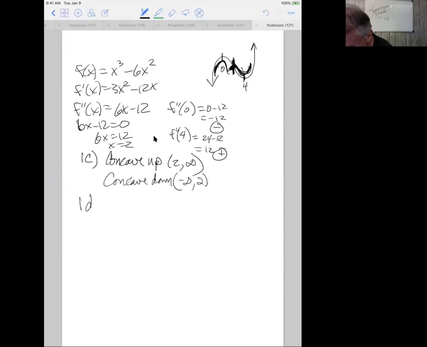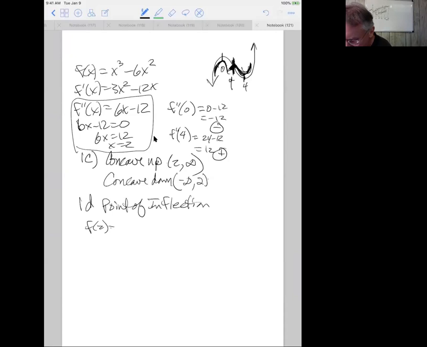And then for the point of inflection, I accepted this as a way to get your x value for calculating the point of inflection. The point of inflection is actually the coordinates of this point right here, and that's at x equals 2. So we need f of 2, and that gives us 2 to the third minus 6 times 2 squared, equals 8 minus 24. Is that right? Yeah, that equals negative 16. So the coordinates are 2, negative 16.